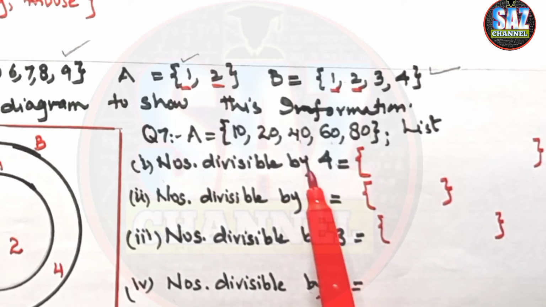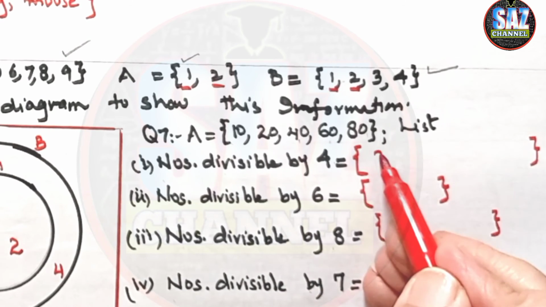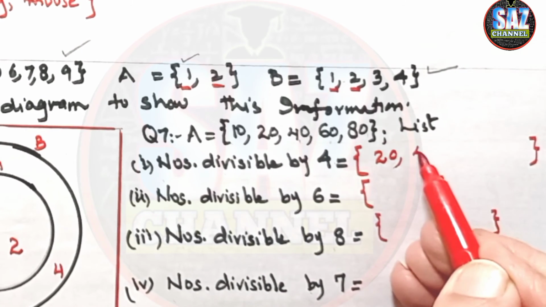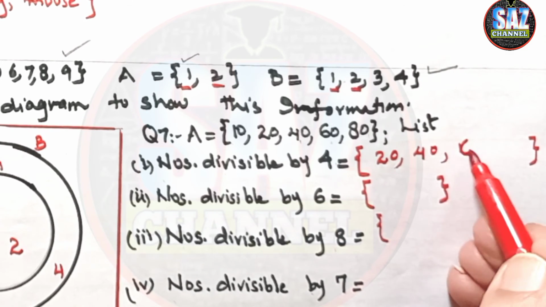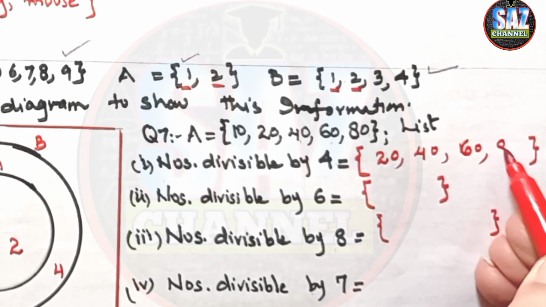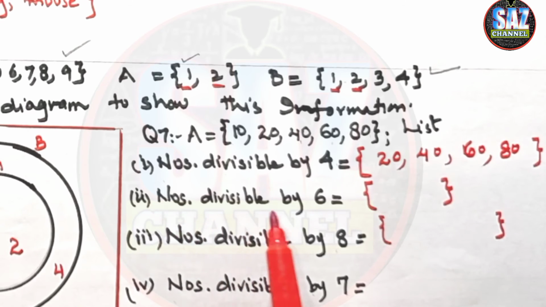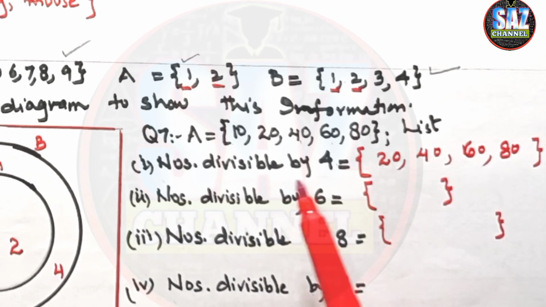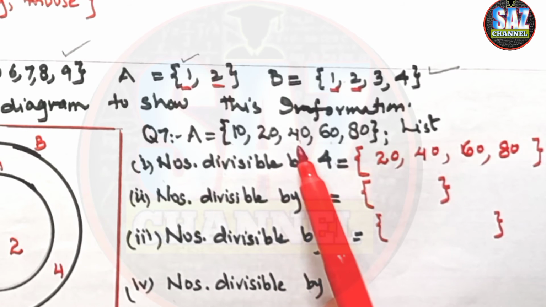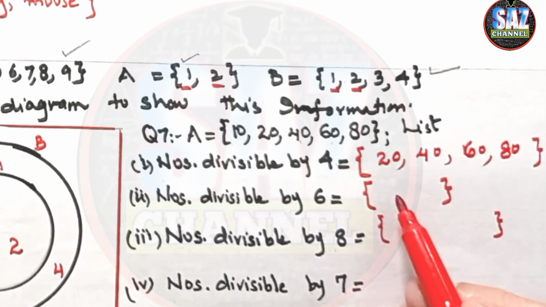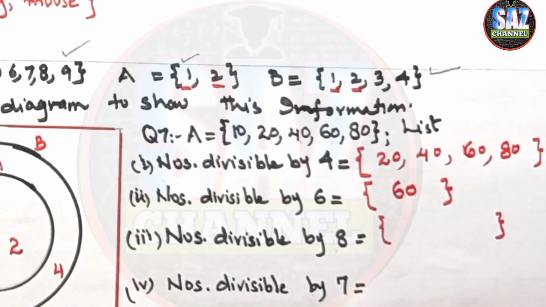Numbers which are divisible by 4. So we can see 20 is divisible by 4. Then 40 is divisible by 4. Then 15 fours are 60, so 60 is divisible by 4. And then 80 is divisible by 4. I hope you are clear about this. And the second part is numbers which are divisible by 6. Now 10 and 20 and 40, they're not completely divisible by 6. But if we come to 60, 10 times 6 is 60. 60 is completely divisible by 6.